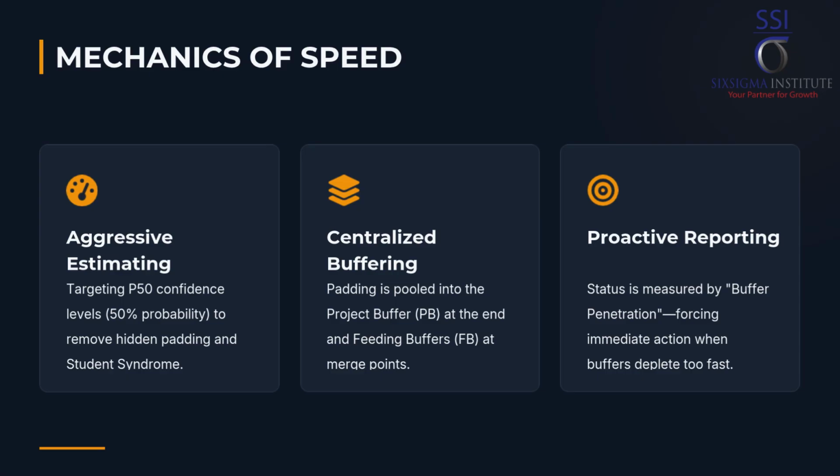Aggressive estimating means removing individual buffers. Team members are asked to provide aggressive estimates, durations that they are highly confident they can meet, often around the 50% probability mark, removing most of the individual safety buffer.